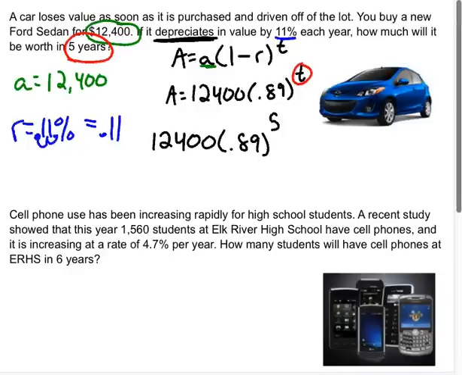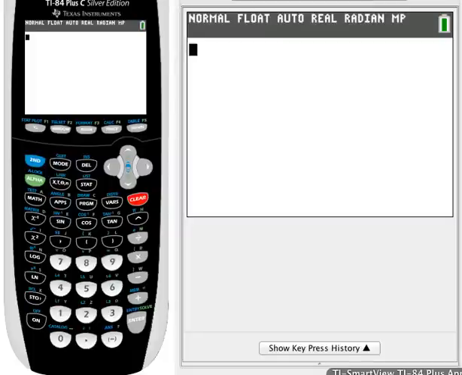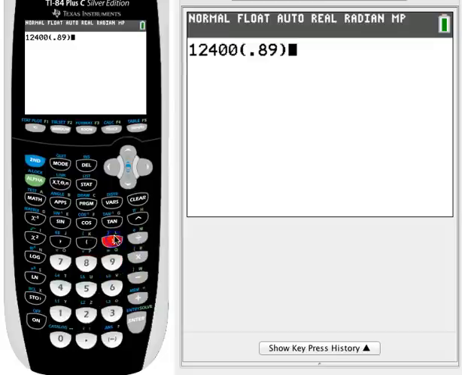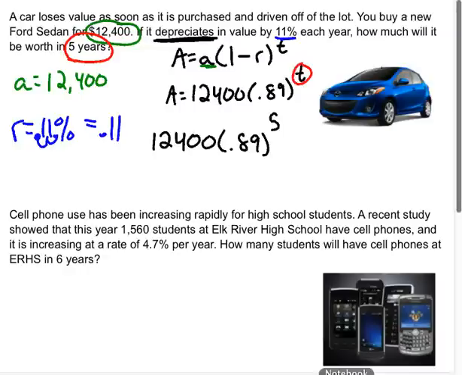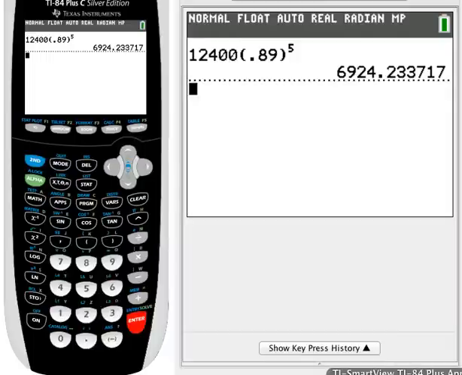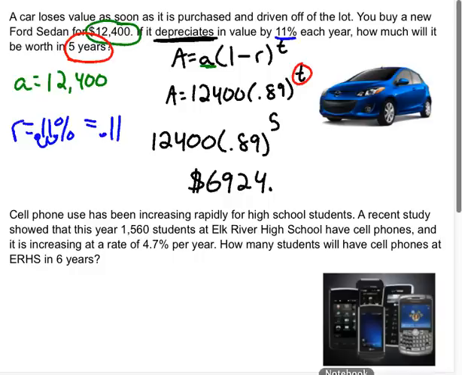And the neat thing is, if you type it in just like that into the calculator, it will give you the right answer. So 12,400 times 0.89 to the 5th power. And that's going to be how much it's worth. $6,924. And of course, money, we go to 2 decimal places. So $6,924.23.